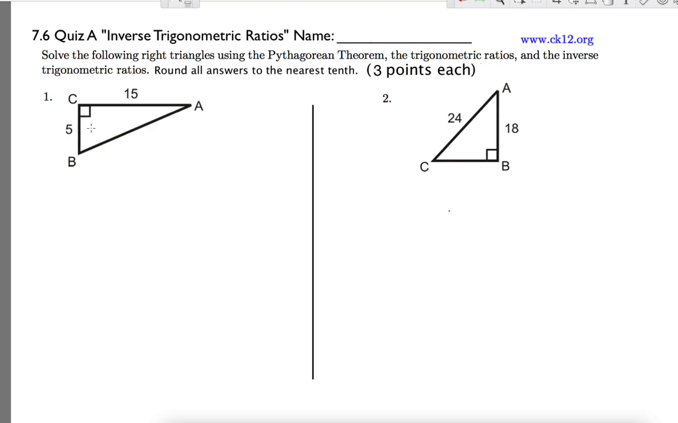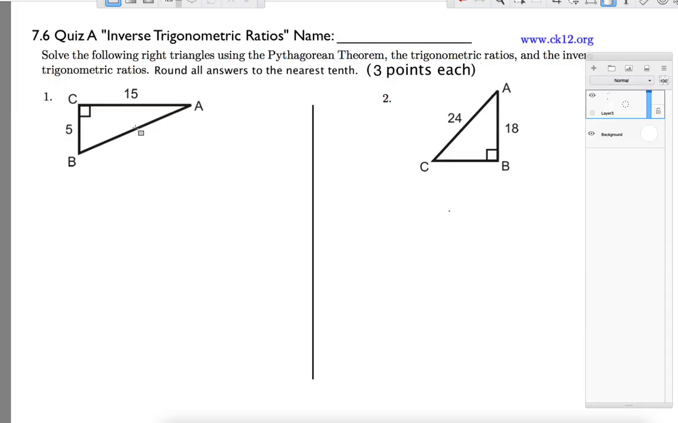Okay, so we've got triangle ABC right here, and we need to solve all parts of the triangle. That means we need to find all three sides and all three angles. Right now we have two sides, two legs, and we know the angle between them is 90. So we need to find side AB, which is little c, our hypotenuse, and let's call these angles X and Y.